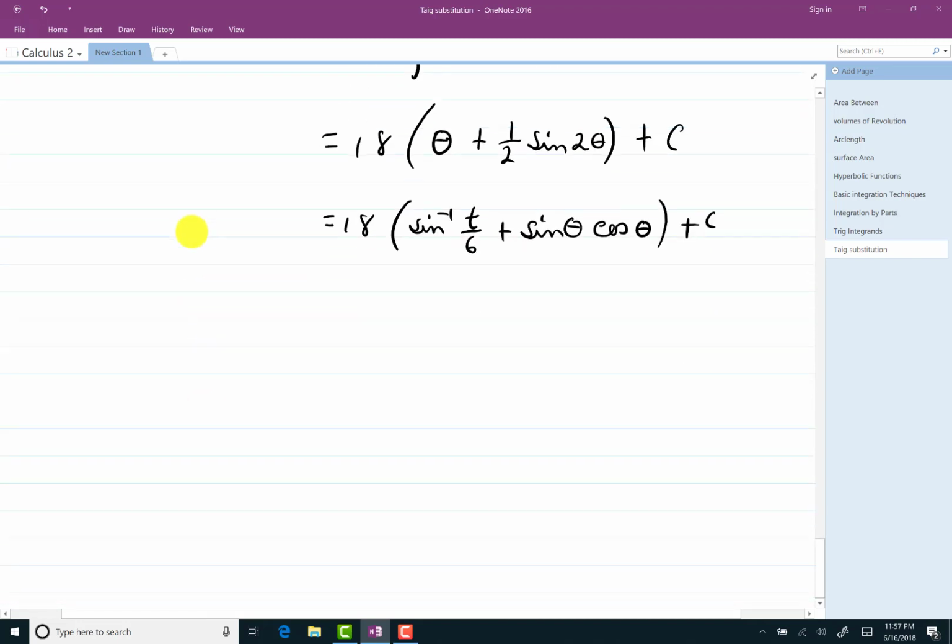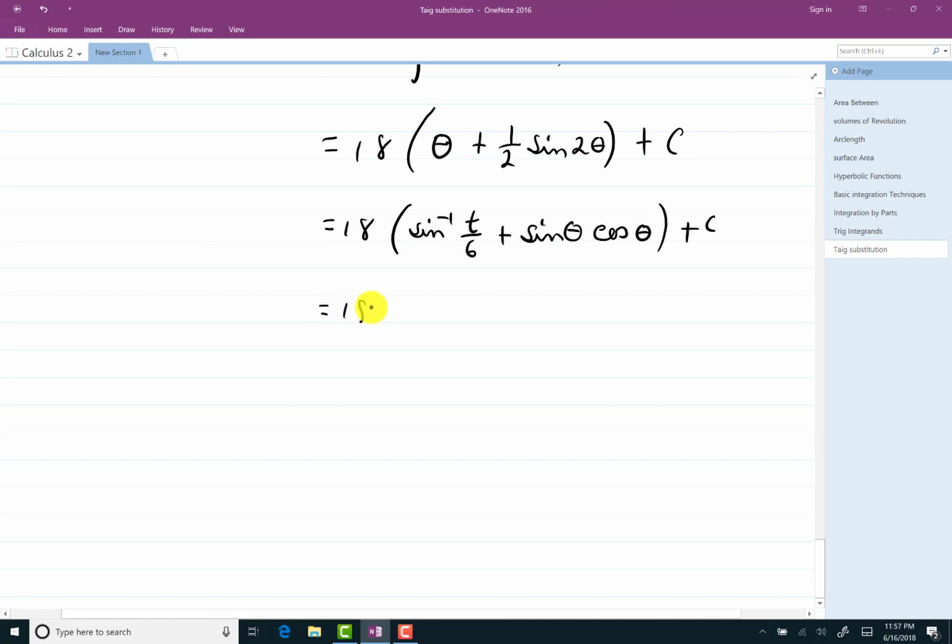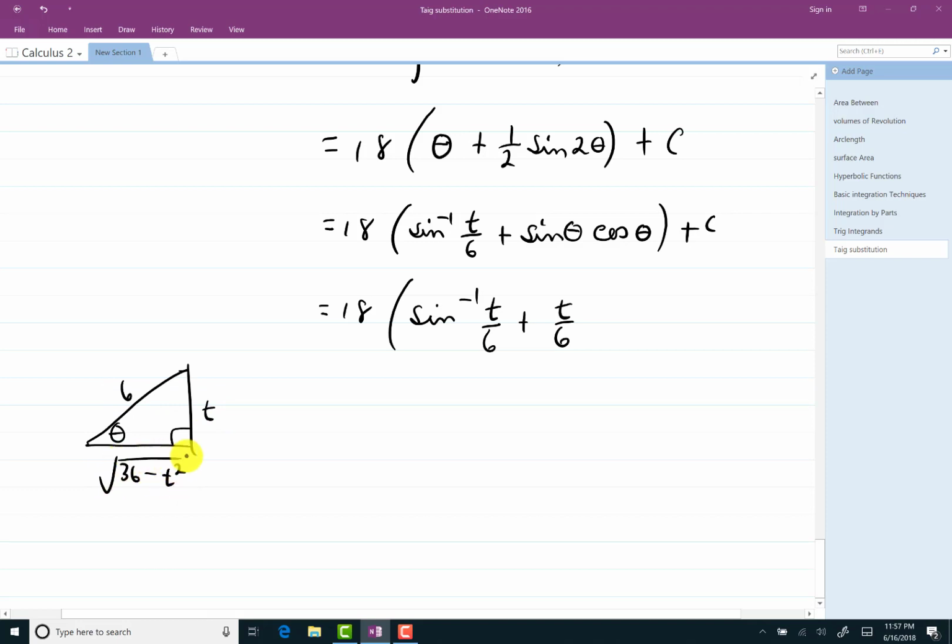And now once again I'll throw on my sine of theta. And that was t over 6. The only thing is I don't have cosine of theta, so let's do that one. And once again I'll appeal to the triangle. Sine was t over 6, and sine is opposite over hypotenuse. And then cosine of theta then is adjacent over hypotenuse.